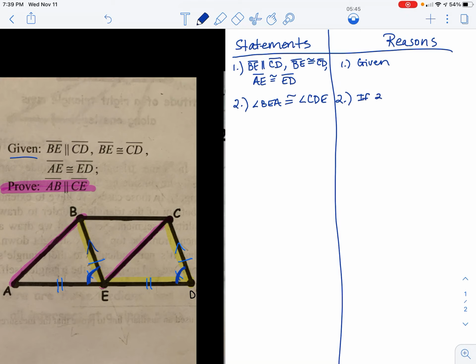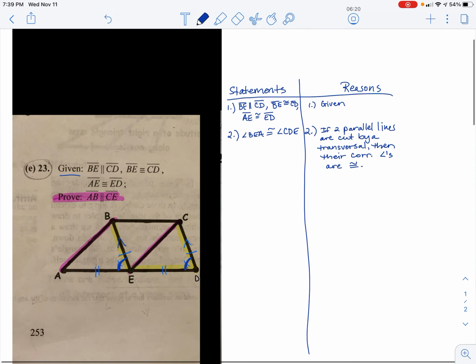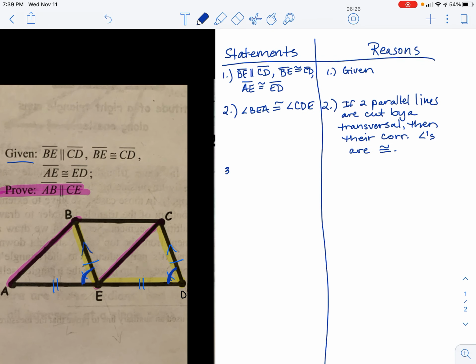Let's just say it like this. This is what you should probably see in your choices. If two parallel lines are cut by a transversal, then their corresponding angles, I'm going to abbreviate that and put my little symbol here, are congruent. Okay? Two parallel lines are cut by a transversal, then their corresponding angles are congruent.